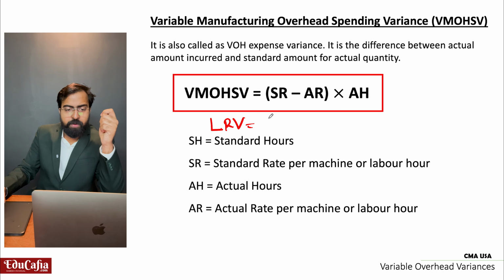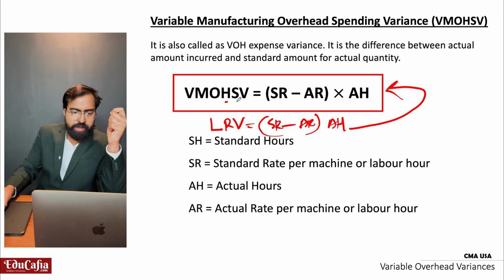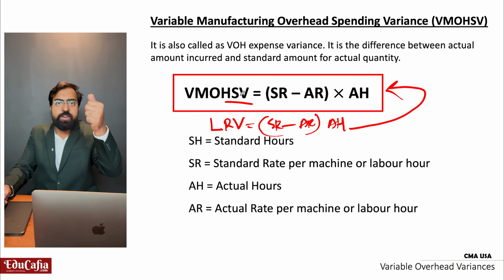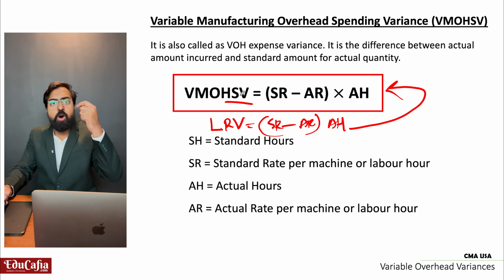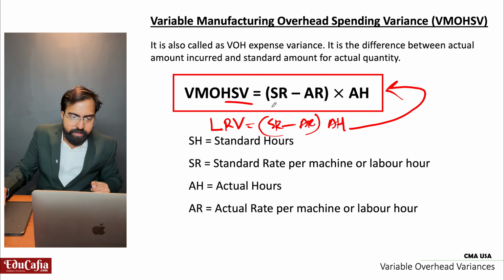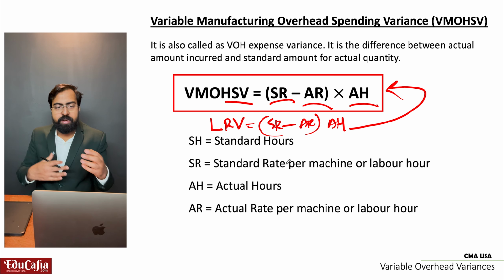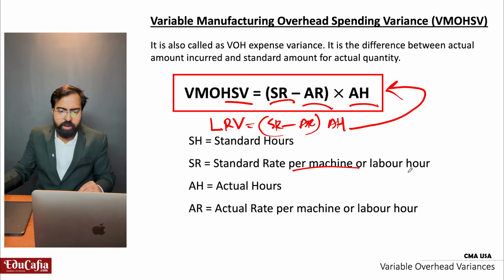So what was the equation? Standard rate minus actual rate into actual hour. This is the same as spending variance. How much you are spending. In labor rate variance also, how much rate you are spending. Here instead of rate we are saying spending. That is standard rate minus actual rate into actual hour. So standard rate and actual rate, we have to take per machine hour or labor hour. Actual hour will be there in the question.